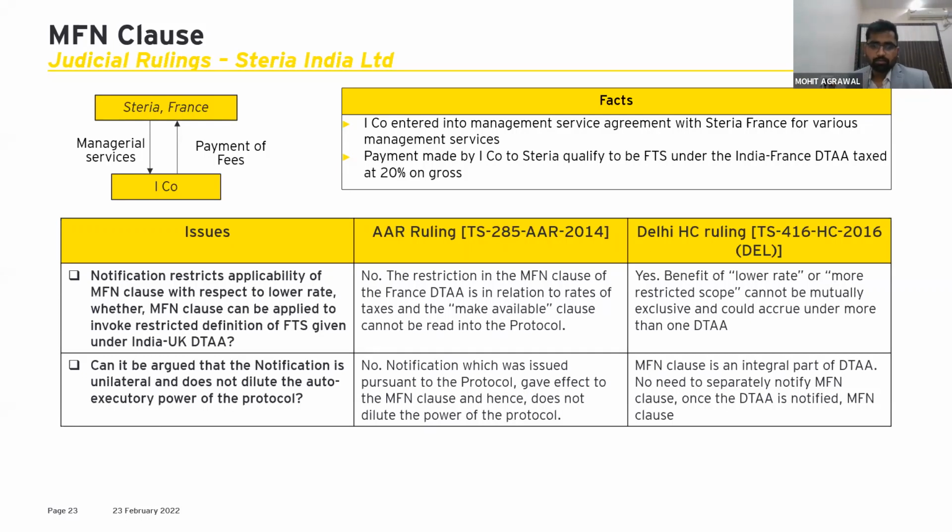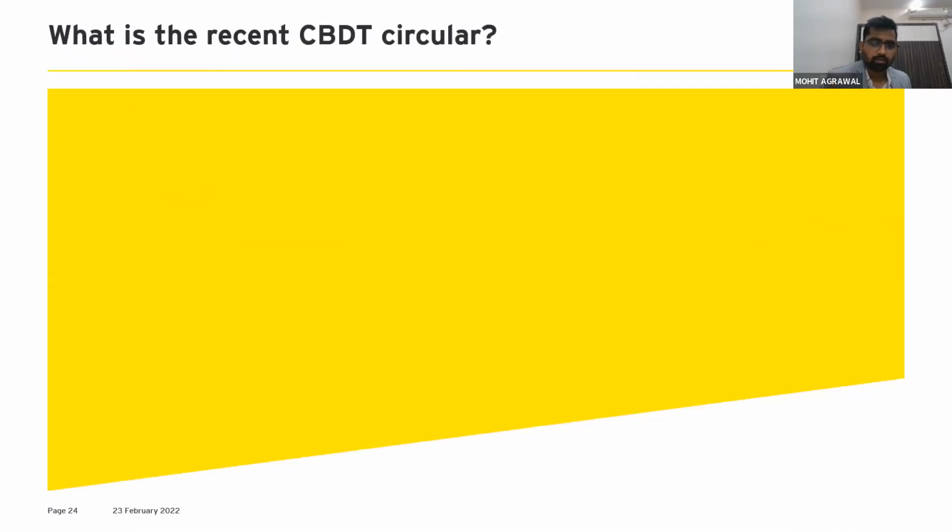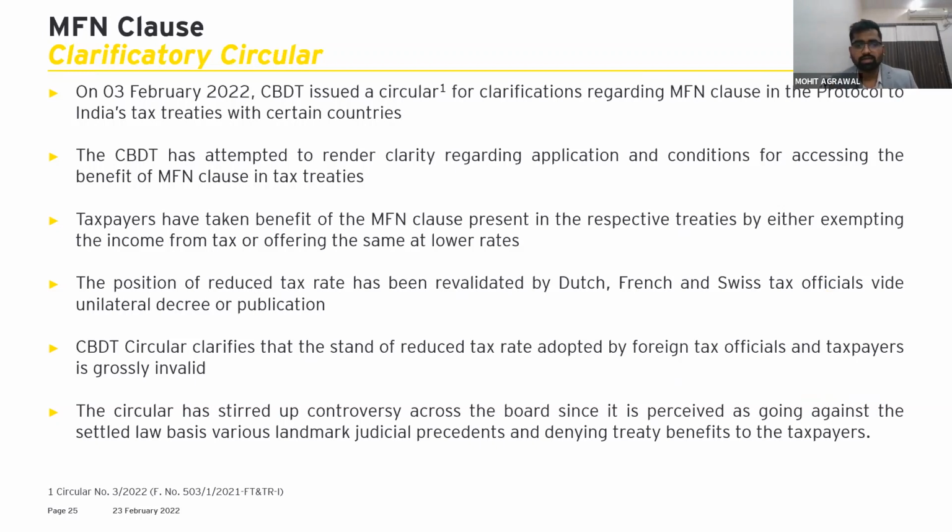See, I think that was a sum up as far as the Steria India Limited case was concerned, and this ruling has been followed in various other Delhi High Court rulings. Now, if we come to what the CBDT circular aims at achieving, it is to put a rest to all the controversies that are there, mainly with respect to the two that we discussed, and to put forth their viewpoint on what the CBDT feels as far as these issues are concerned. They have rendered a clarity regarding the applications or the conditions which need to be satisfied for invoking the benefit of MFN in the tax treaties.